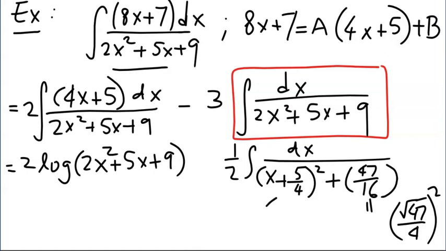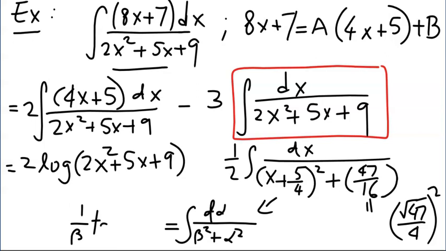So note that this integral is exactly in the form of 1 over beta squared plus alpha squared, where alpha is the subject of the integration. And for this integral, the solution is obviously 1 over beta arctangent alpha over beta. So in this example, your alpha is this entire thing here, x plus 5 over 4, and your beta is square root 47 over 4. So let's apply that to this integral to get the solution.